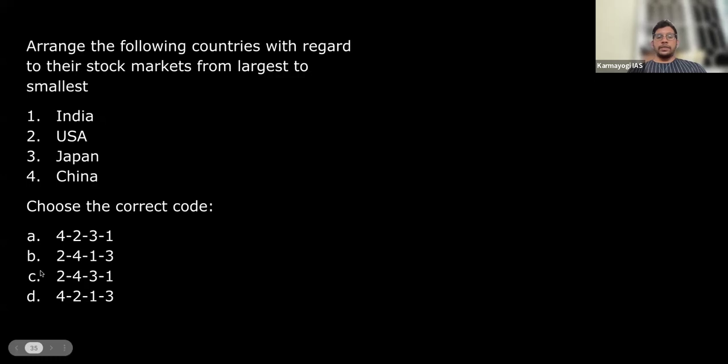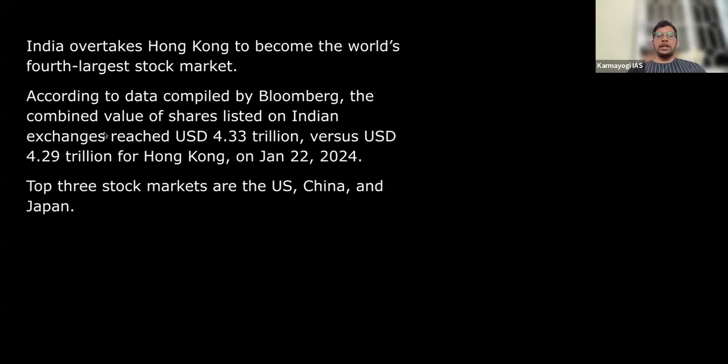Answer is C. The context is that recently India overtook Hong Kong as the world's fourth largest stock market. Earlier, it was Singapore which had the fourth, but now India is in fourth rank. Remember, this is an important fact. According to data compiled, India's exchange was up to $4.33 trillion with regard to Hong Kong, which is 4.29. Top three are USA, China, and Japan. This is the current affair.